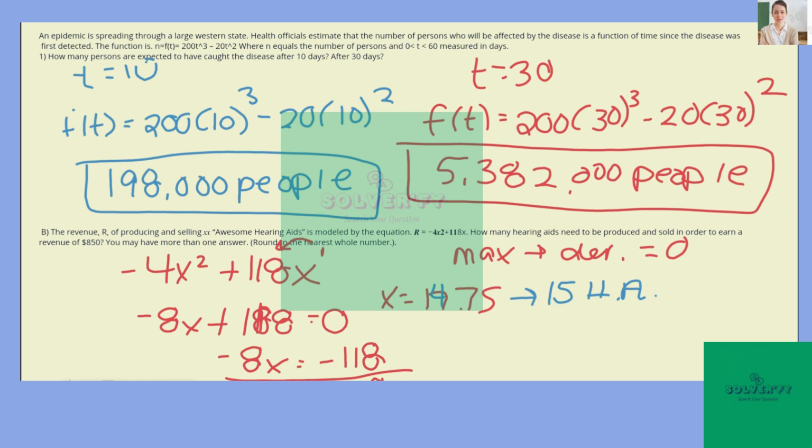Now we want to figure out the maximum revenue. So to do that, we need to take 15 and plug it in. So we get negative 4 times 15 squared plus 118 times 15, and we're going to get 1,710.